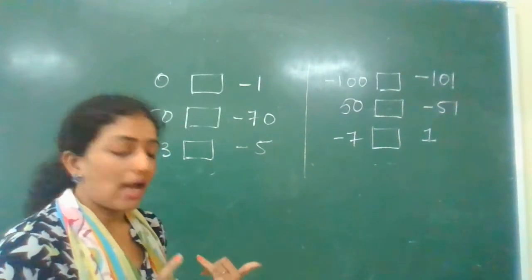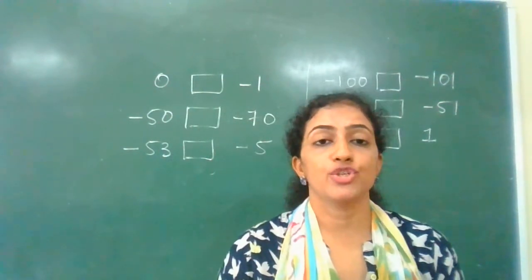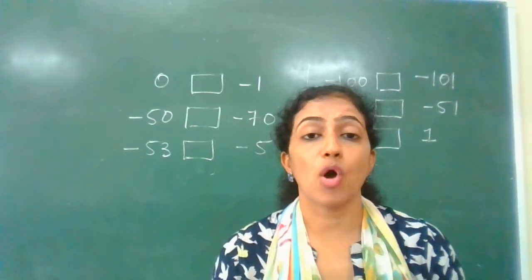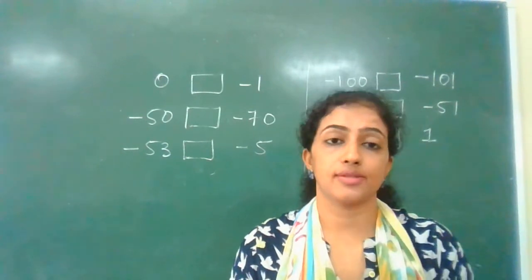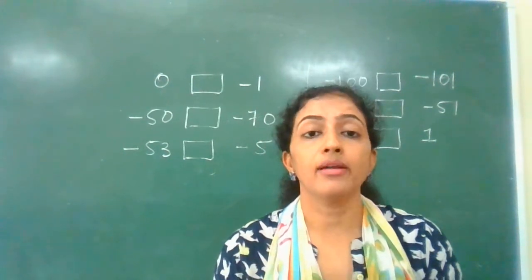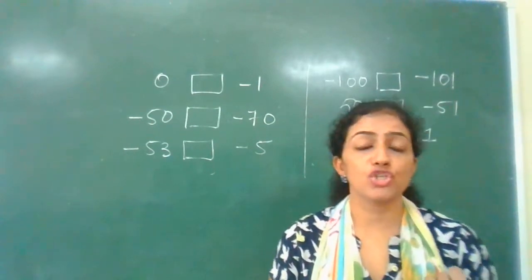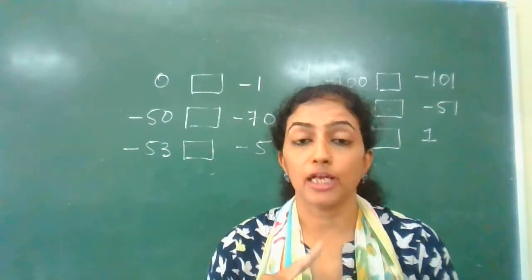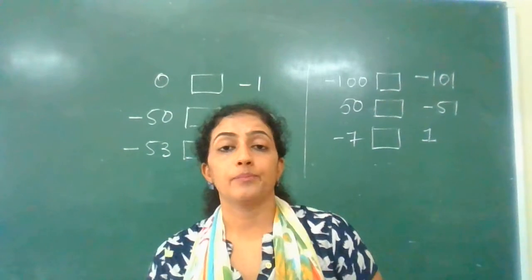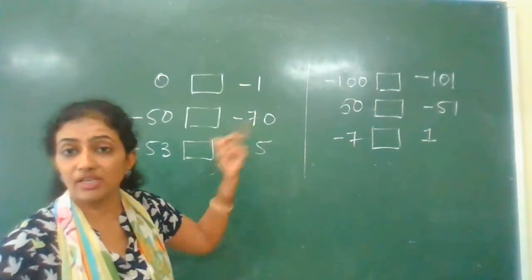You have to remember two, three things. All the negative integers are smaller than 0. All the negative integers are smaller than all the positive integers. Third, all the positive integers are greater than 0. So always remember, negative integers are smaller than 0, and negative integers are smaller than positive integers. Second thing, when you see two negative integers, suppose this is minus 50 and minus 70.